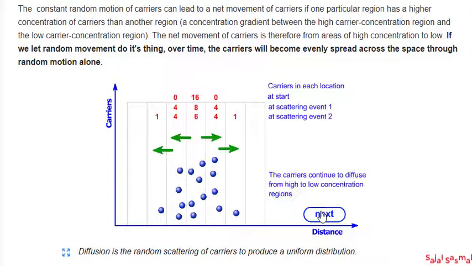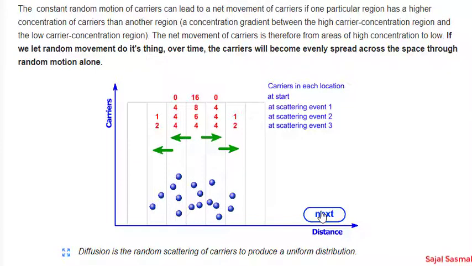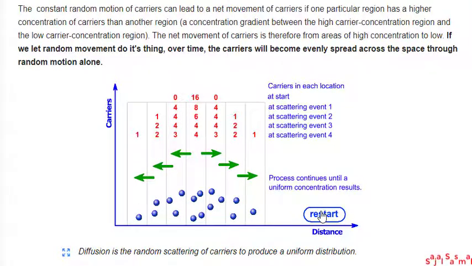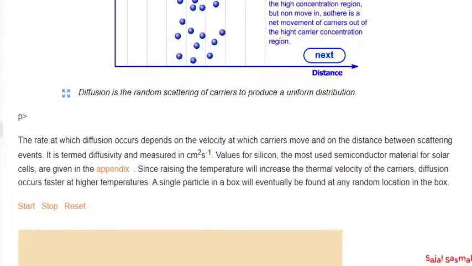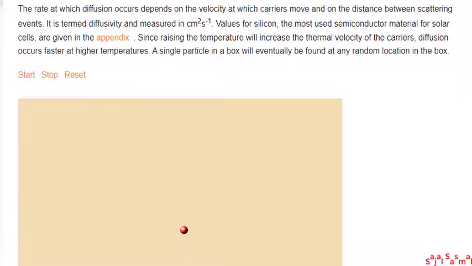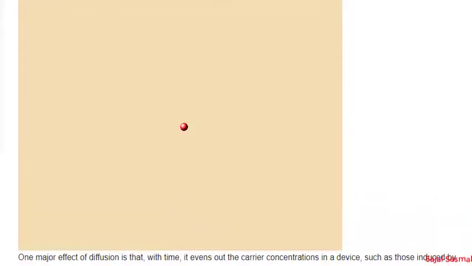The constant random motion of carriers can lead to a net movement of carriers if one particular region has a higher concentration of carriers than another region, a concentration gradient between the high carrier concentration region and the low carrier concentration region. The net movement of carriers is therefore from areas of high concentration to low. If we let random movement do its thing, over time, the carriers will become evenly spread across the space through random motion alone. Diffusion is the random scattering of carriers to produce a uniform distribution.